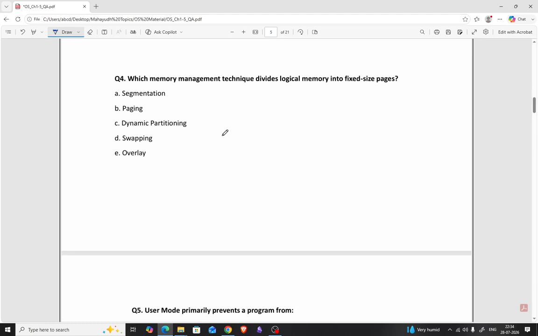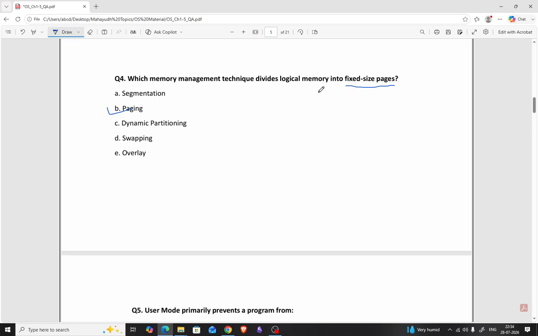Question number 4. Which memory management technique divides logical memory into fixed pages? Here you have to see fixed pages. What will be the option? Segmentation, paging, dynamic partitioning, swapping, overlay. The correct answer is paging. Paging uses fixed size pages.